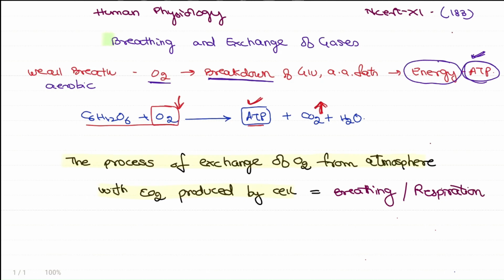In this unit, we will be discussing the process of breathing and how we exchange the gases, the two main gases: oxygen, which is used to burn the food to get the ATP, and how we release the carbon dioxide. So let's start with the next topic, the respiratory organs.